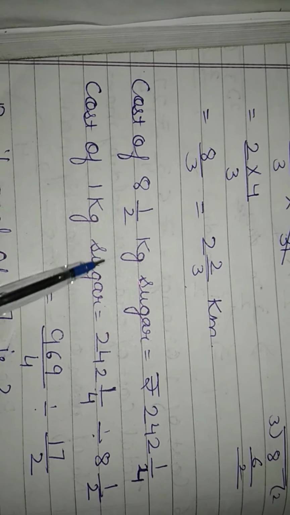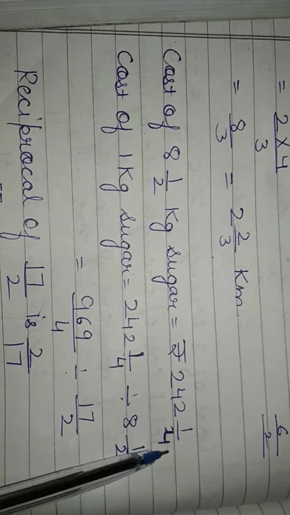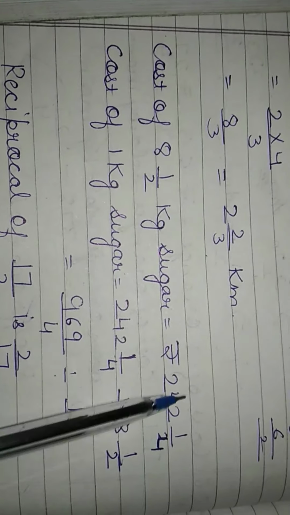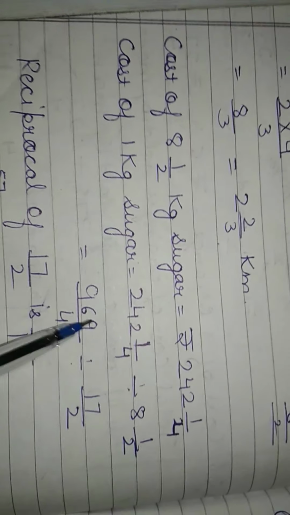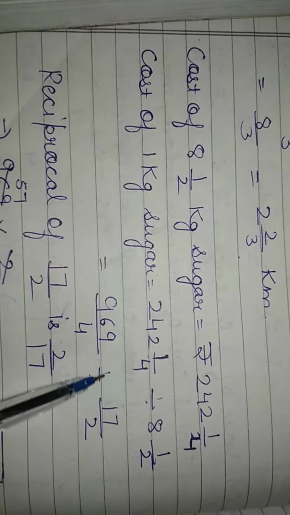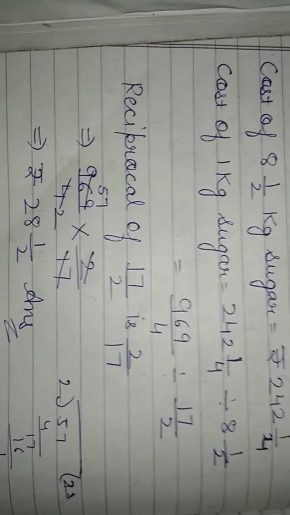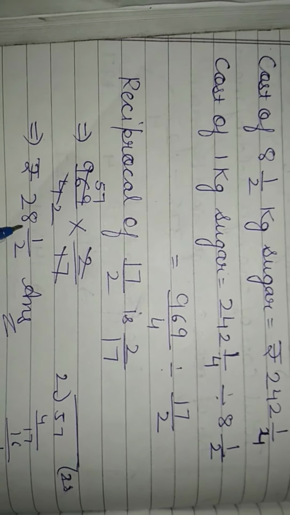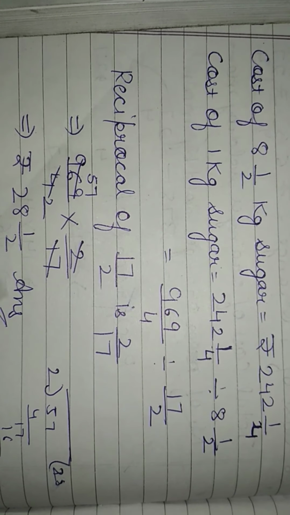So firstly we will write the cost of 8 1/2 kg sugar, that is rupees 242 1/2. So to find the cost of 1 kg sugar, we will divide the cost of this much sugar by 8. So we will convert these mixed fractions into simple fractions and divide both the fractions. And in the division of fractions we multiply the first fraction with the reciprocal of the second fraction, and after cancelling the numbers which get cancelled we will find our answer.